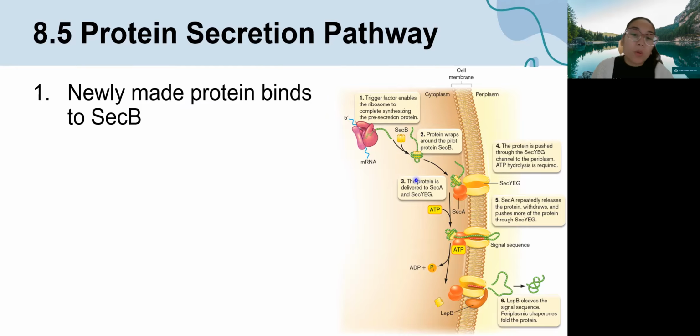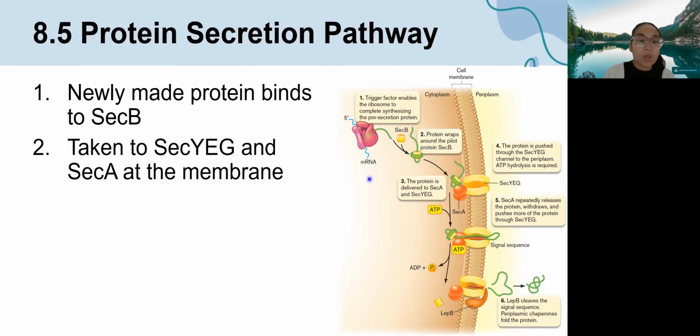It's very important that this protein doesn't fully fold, because when a protein is fully folded, it's very bulky, and that makes it very hard to transport. So it's important that this protein finds a SecB and wraps itself around it so that it can be easily transported to the cell membrane. This whole complex gets taken to SecYEG as well as SecA. SecA and SecYEG are hanging out here waiting, and this whole complex of SecB with the green protein is going to come over and hang out. Okay, cool.